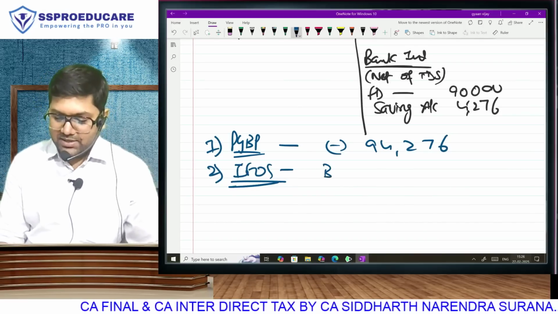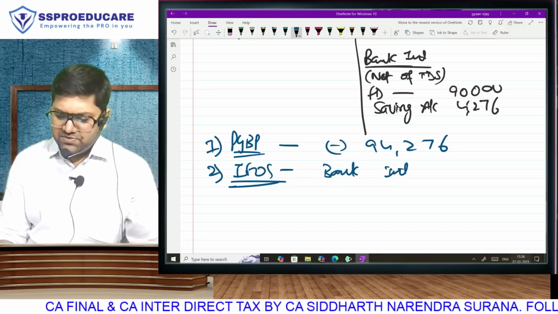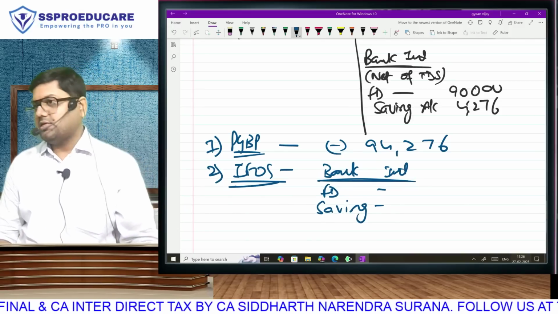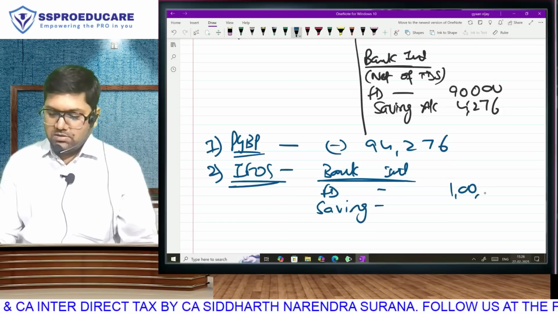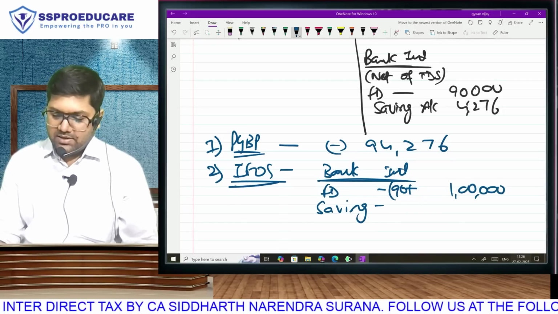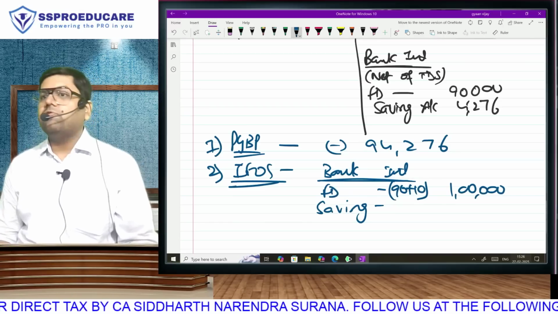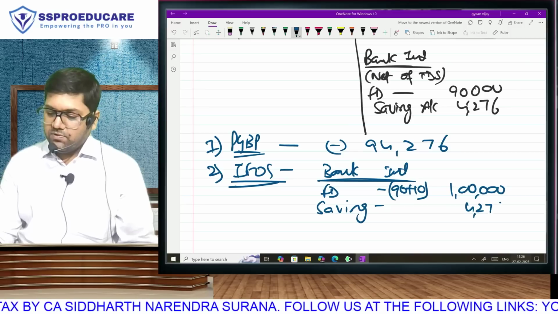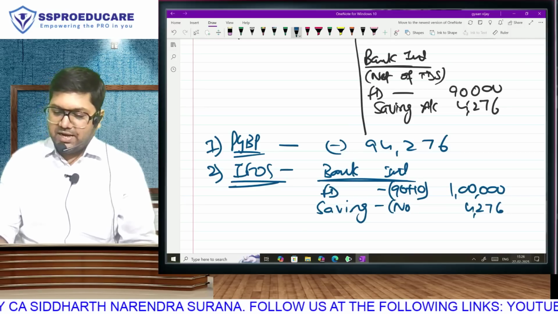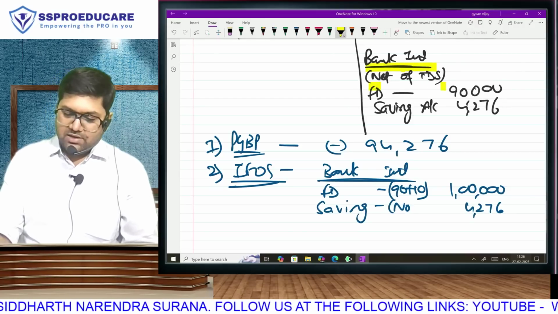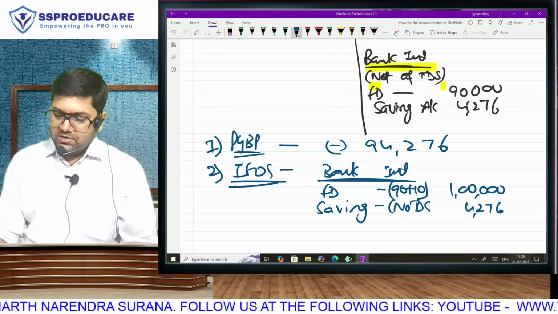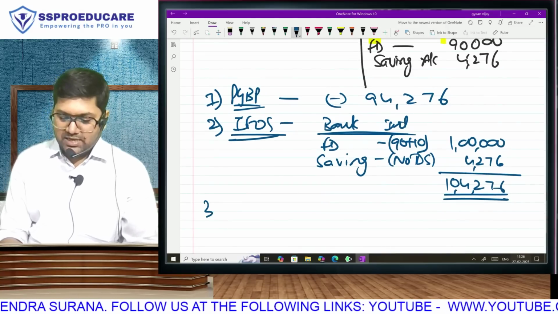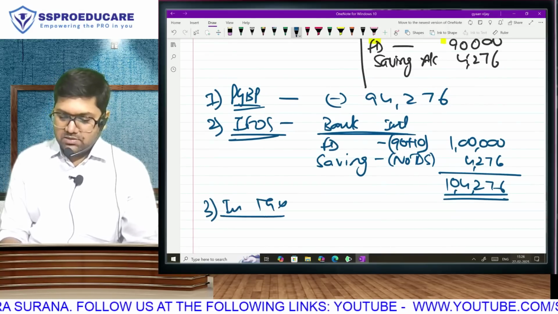I have to add bank interest. In bank interest, which one is taxable? FD is taxable or saving is taxable? Both are taxable. Yes, ladies and gentlemen. This will be 1 lakh. Why, sir? 90 plus 10. And this will be 4276 divided by 90 into 100. No, this will be 4276 because even if they say net of TDS, they mean for FD. Because in saving there is no TDS. So here your answer will be 104,276. And last step, in tax, you will less.